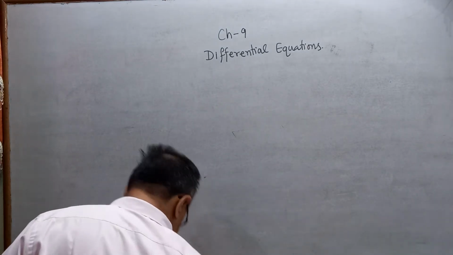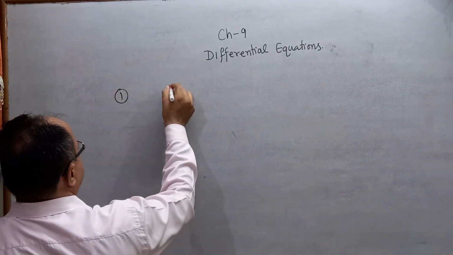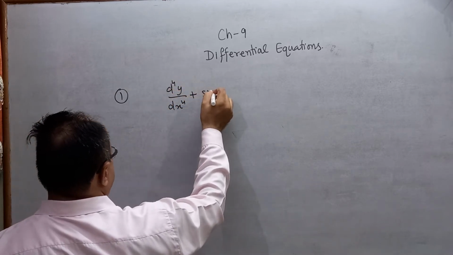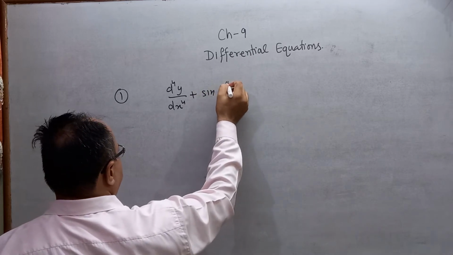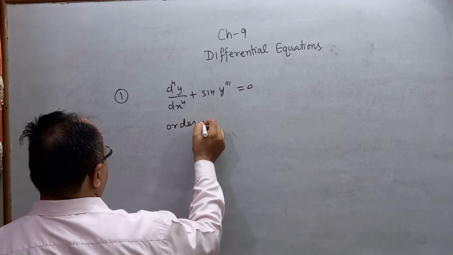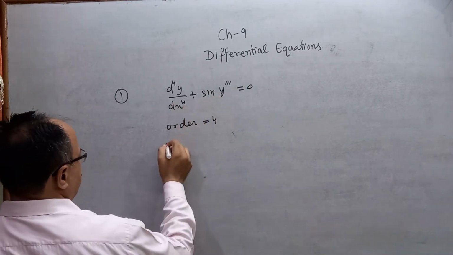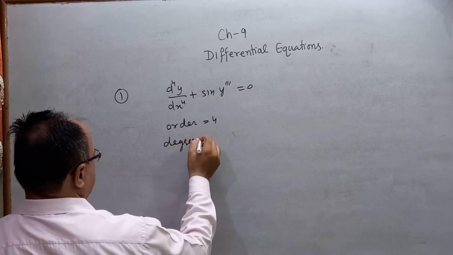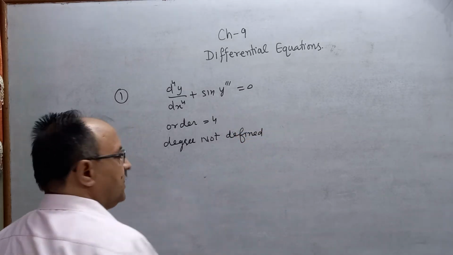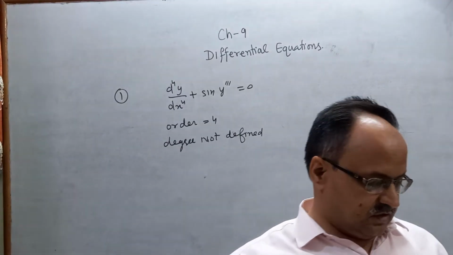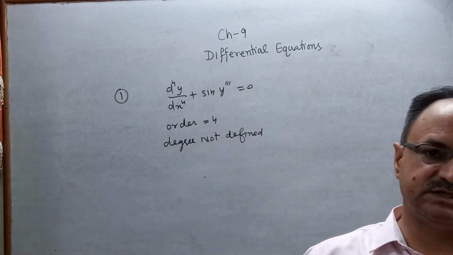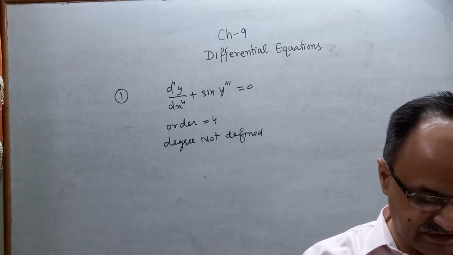In exercise 9.1, question number 1. d4y upon dx to the power 4 plus sin y triple dash is equal to 0. In this case, you can say order is 4, but degree not defined. Clear? If the derivative is present in the angle, a log y dash, e to the power y dash, y triple dash present, then you can say degree not defined.